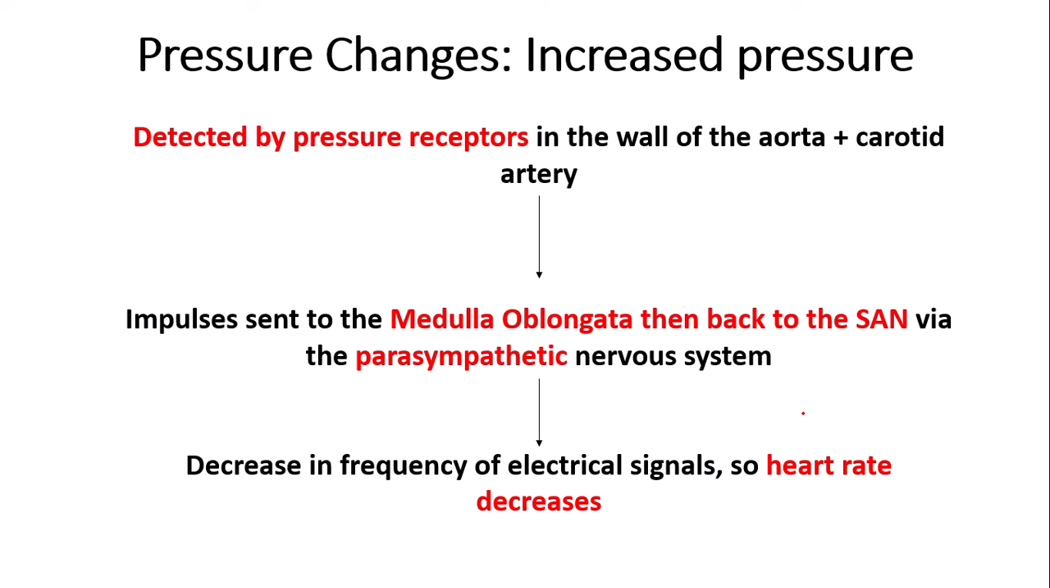So the impulses are sent along the parasympathetic nervous system. So increased pressures cause electrical signals to be sent along the parasympathetic nervous system. As I said a couple of minutes ago, the parasympathetic nervous system is mainly used for the decrease in heart rates.